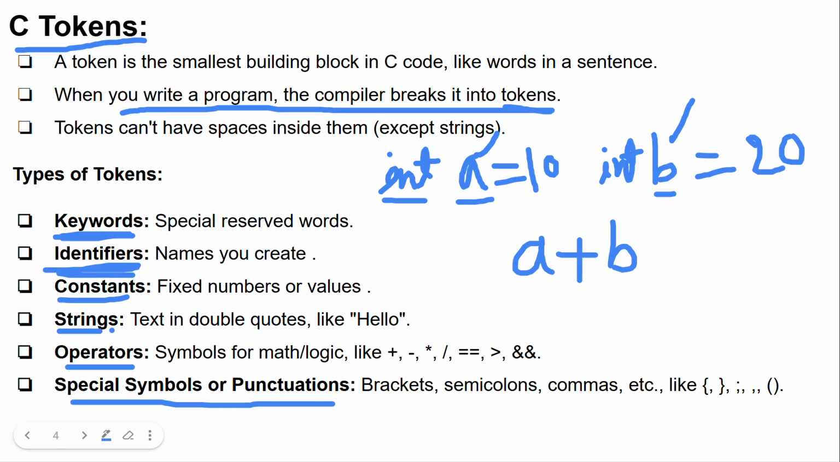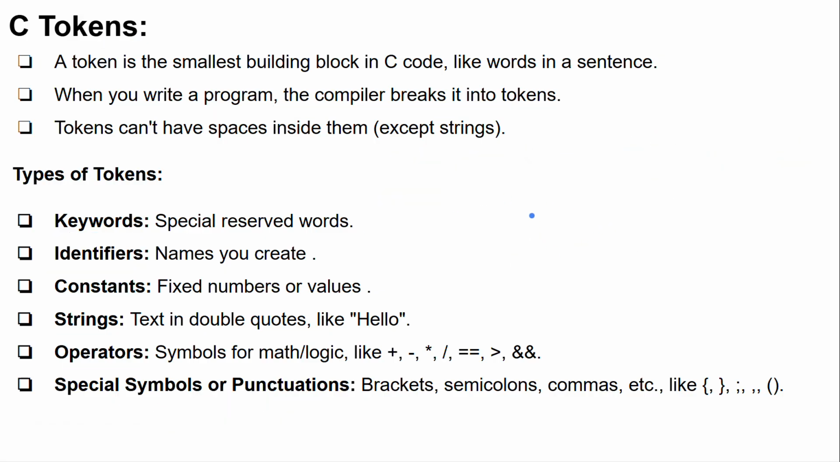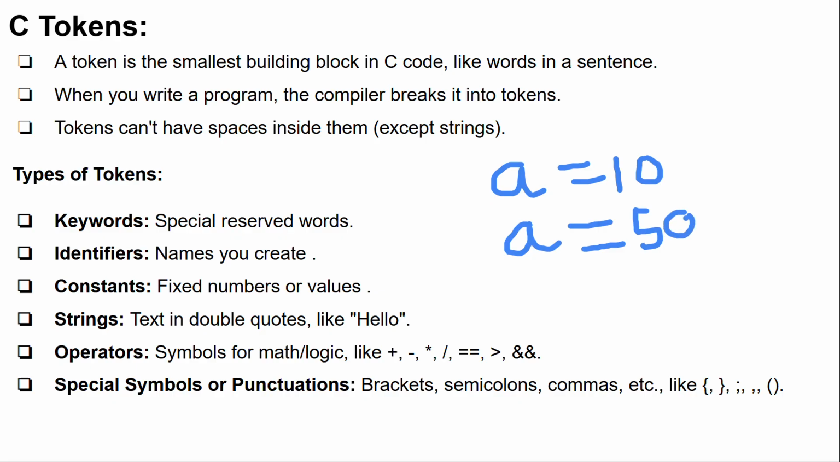Next one we have is constants. In the previous example, I said A is equal to 10 and B is equal to 20. In A we can save another value. At the first step I stated A equal to 10, but later I can give A equal to 50. That means the value can be changed. Whatever value, 10 or 50, I can assign to A, because A is a variable. We can store any value in A.